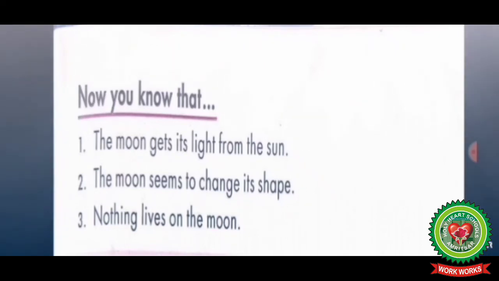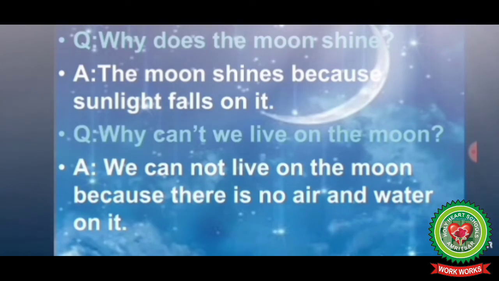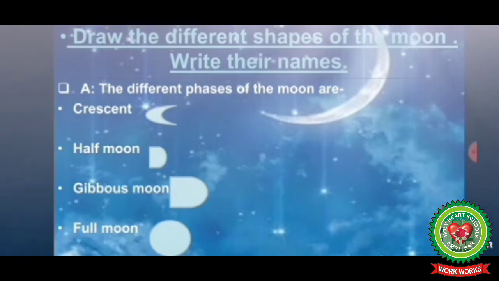Dear students, now let's discuss some questions of this lesson. Why does the moon shine? The moon shines because sunlight falls on it. Why can't we live on the moon? We cannot live on the moon because there is no air and water on it. Now, draw the different shapes of the moon. Write their names. The different phases of moon are crescent, half moon, gibbous moon and full moon.